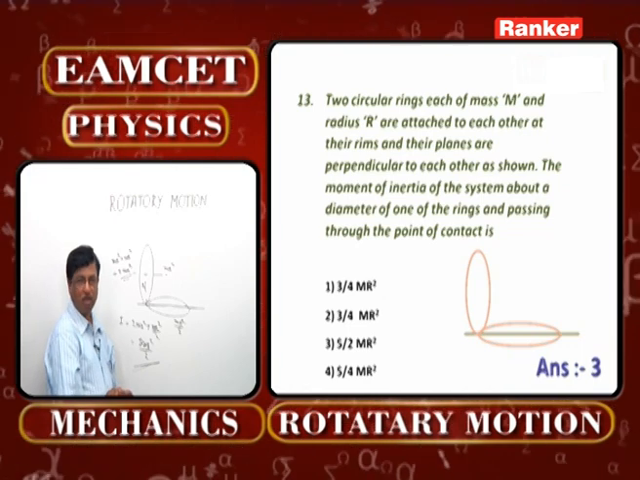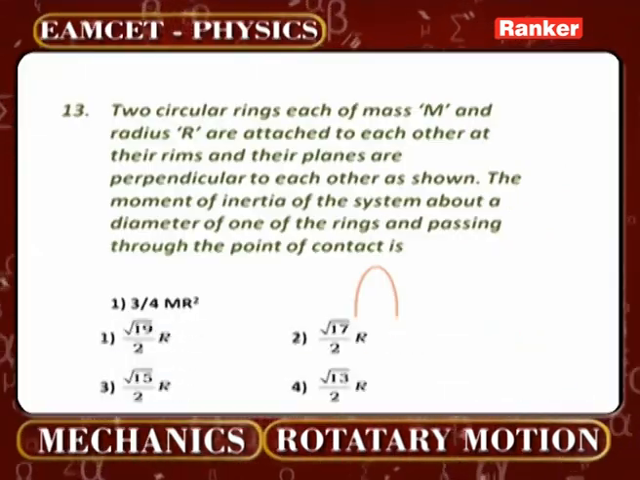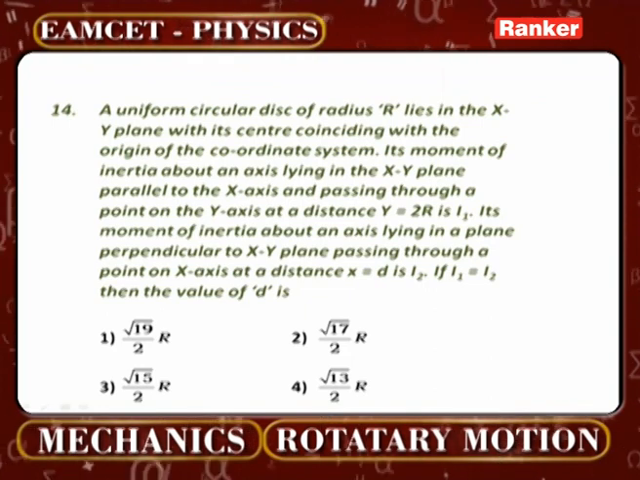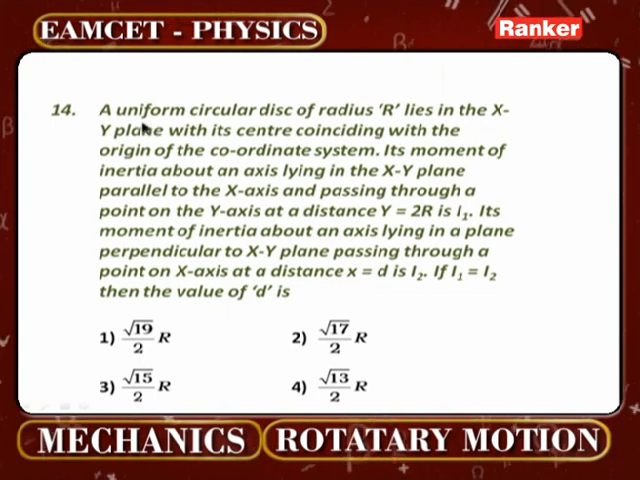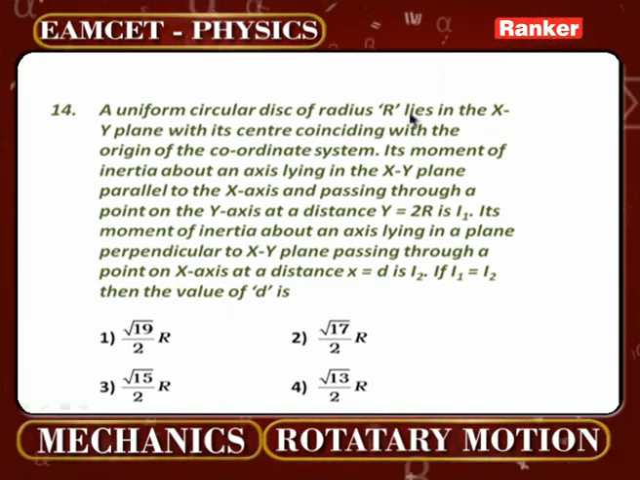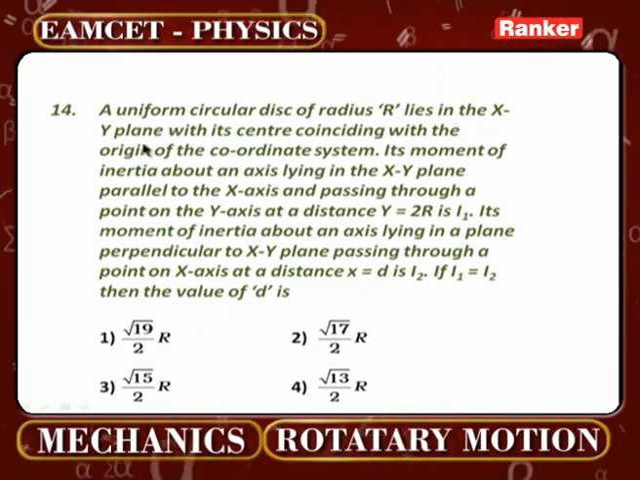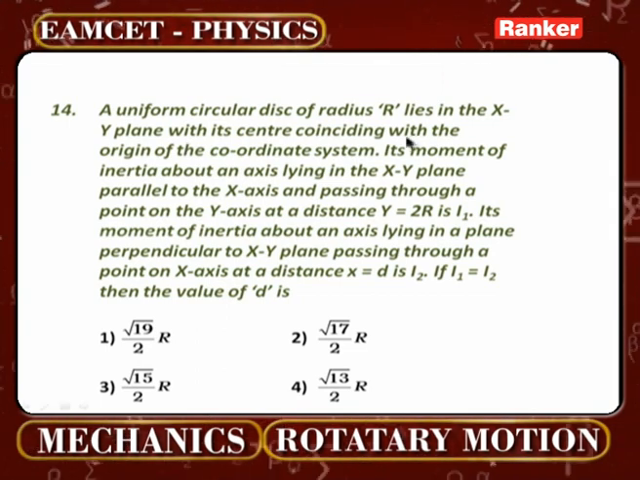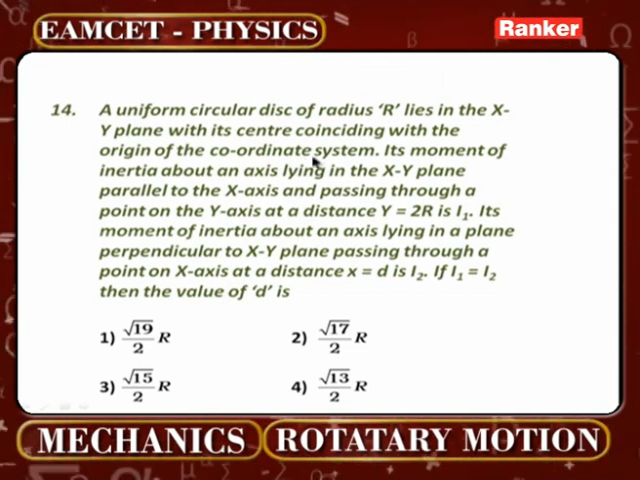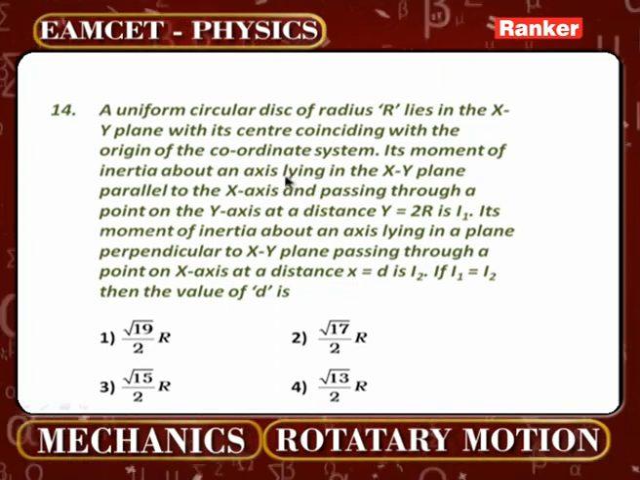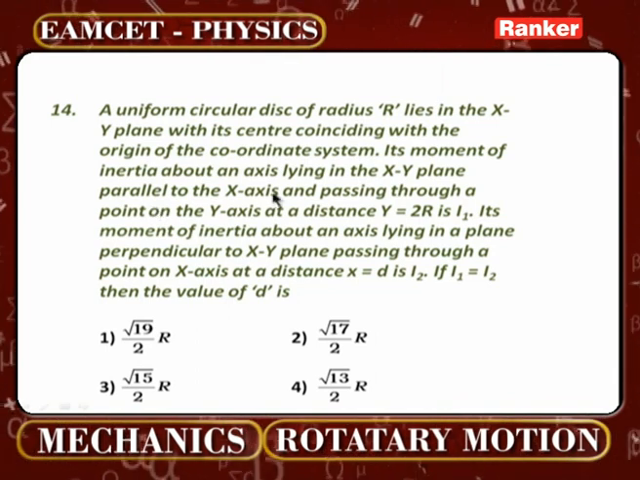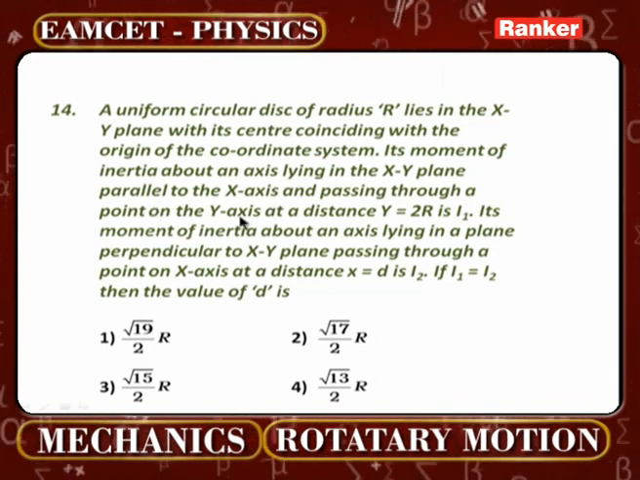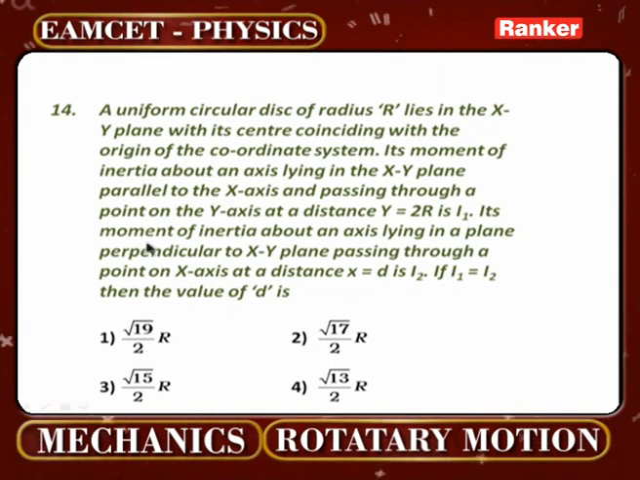That is the concept. Now let us take problem number 14, which in fact has been given in one of the Eamcet examinations recently. A uniform circular disc of radius r lies in the xy plane with its center coinciding with the origin of the coordinate system. Its moment of inertia about an axis lying in the xy plane, parallel to the x-axis and passing through a point on the y-axis at a distance y equal to 2r, is I1. Let us now take till that extent first of all.